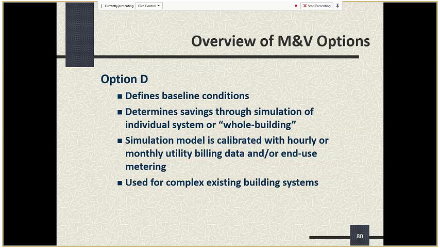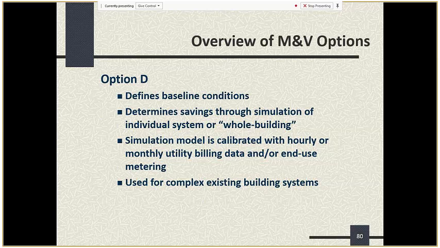And it's used most commonly for more complex building systems. And it was used to model savings for a substantial percentage of the savings on this project, although not the majority, but a substantial amount. I think maybe about 36%. I have to flip back to that old slide, but roughly that.